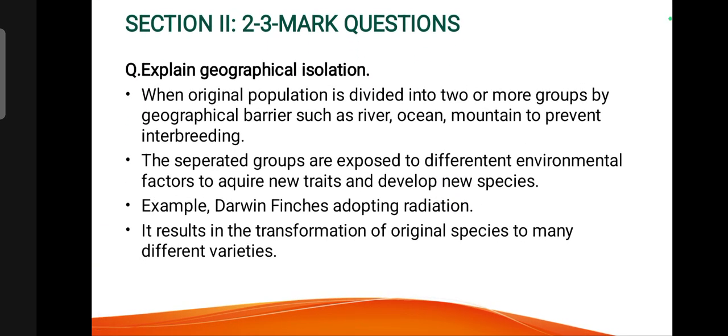Explain geographical isolation. When the original population is divided into two or more groups by geographical barriers like river, ocean, mountain to prevent interbreeding, the separated groups are exposed to different environmental factors to acquire new traits and develop new species. Example, Darwin finches. Adaptive radiation. It results in transformation of the original species to many different varieties.